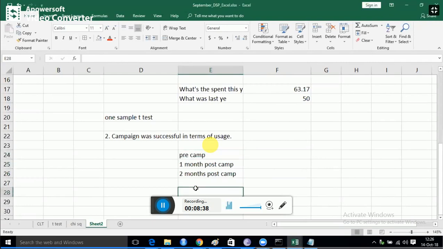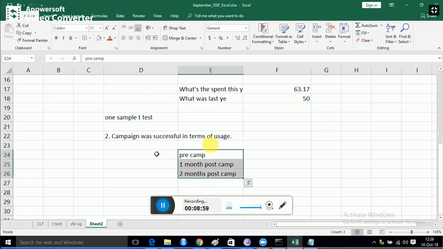Anything else? Can anyone modify her definition? Her definition is close, almost correct. Can anyone clearly tell me? Just think and tell me. 2 months post-campaign should be very low, but across 2 months and 1 month should be high. Again, across 1 month and pre-campaign should be high. What should be high? Variance should be high.